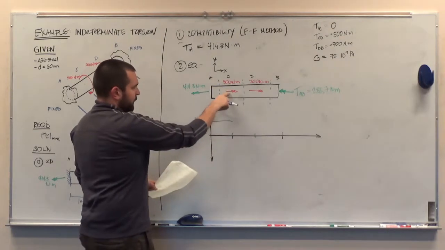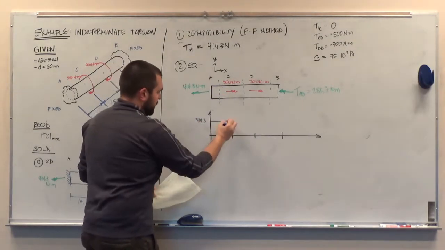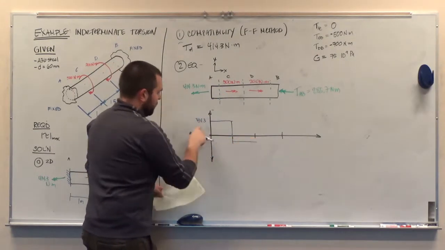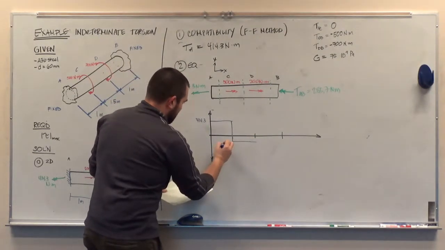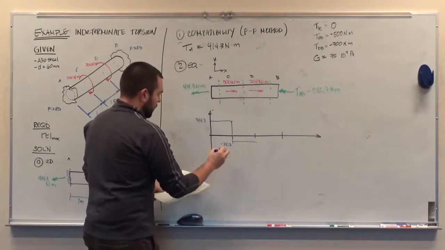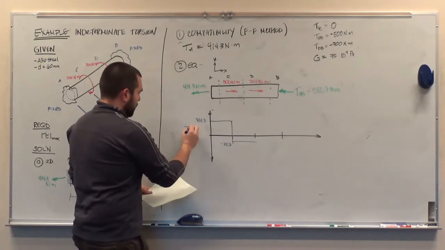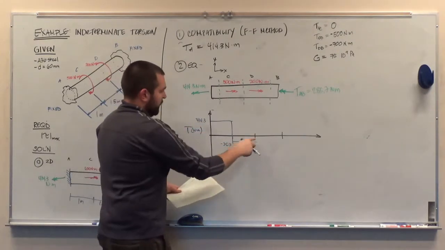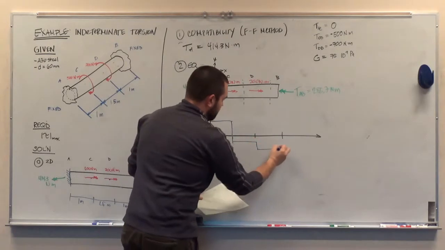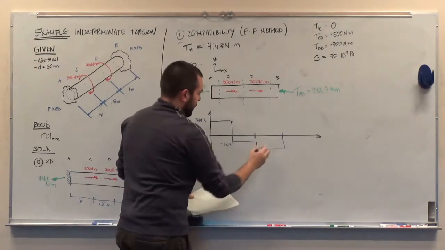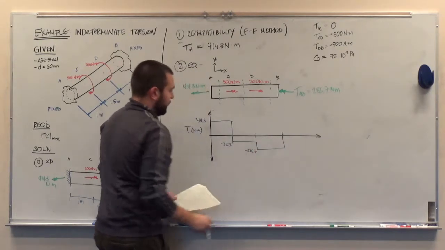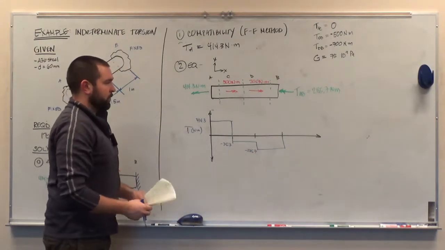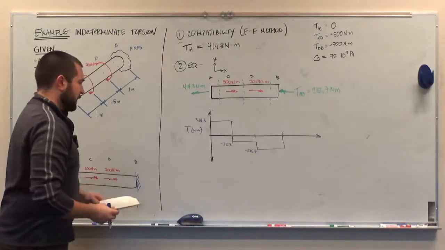Right here, I have a vector pointed to the right, 500 Newton meters, so it's going to drop down 500. So 414.3 minus 500 is going to give us negative 85.7 Newton meters. Again, this is torque in Newton meters. At this point right here, we go down another 200. And then we'll go back up 285.7. So this value has to be negative 285.7. Okay, so this is all my internal torques across the length of the shaft.